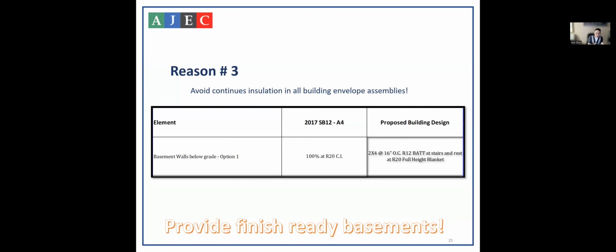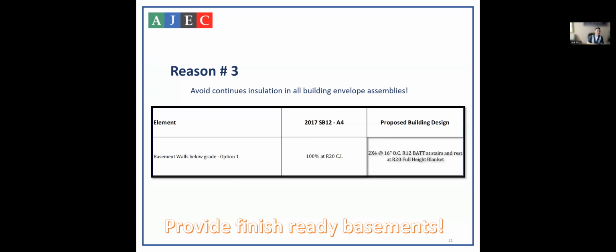Well, when you do energy modeling, you do not need to follow that rule. You can have sections of your basement with just 2x4 with an R12 batt at the staircase, and then where you don't have any staircase, you can have R20 blanket everywhere. So it allows you to finish or complete the basement however you want. You don't have to have R20 continuous insulation. That is something you can avoid only if you do energy modeling.